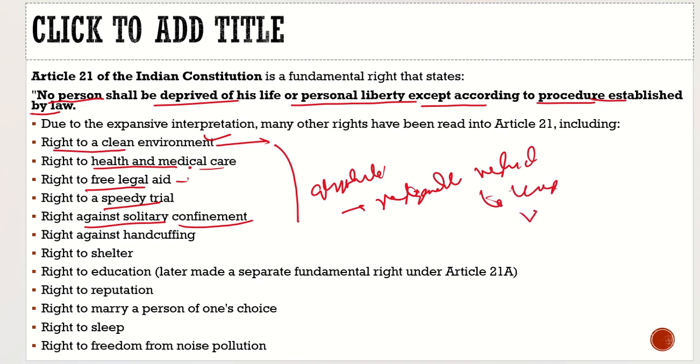There is definitely a reasonable restriction to these rights. So this is about Article 21. Till now what we understood about Article 21 is that no person shall be deprived of his life or personal liberty except according to the procedure established by law.